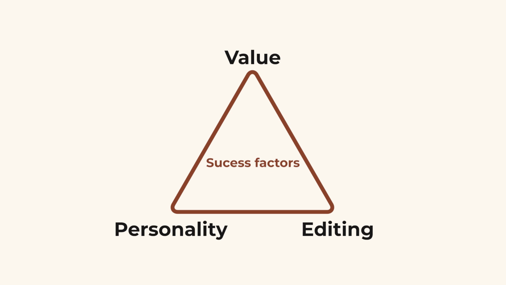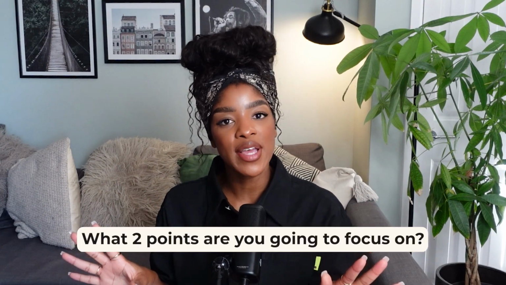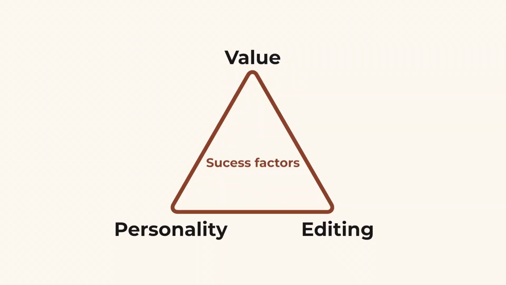So the idea here is that you have to keep the triangle balanced, which means you have to pick 2 points for you to focus on and rest on and rely on, because that is how a triangle remains balanced and upright. So my question to you is, what 2 points are you going to focus on? Are you going to decide that your content is going to be absolutely steeped in value and have incredible editing? Or maybe your content is going to have loads of personality in it and have loads of value? It doesn't quite matter which ones you pick. You just got to pick 2.